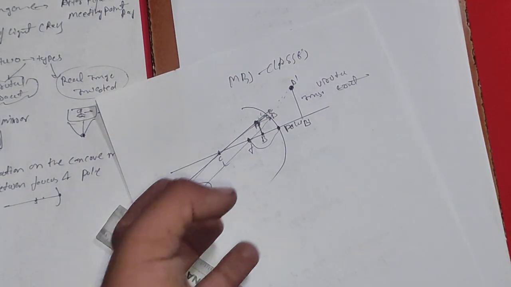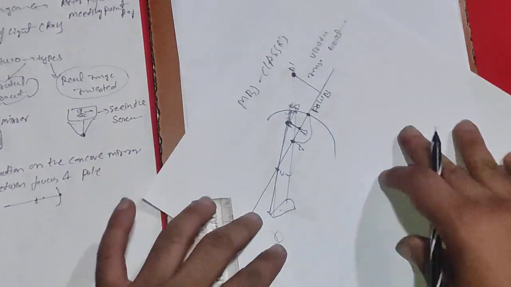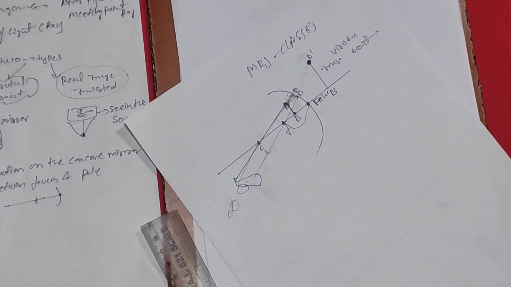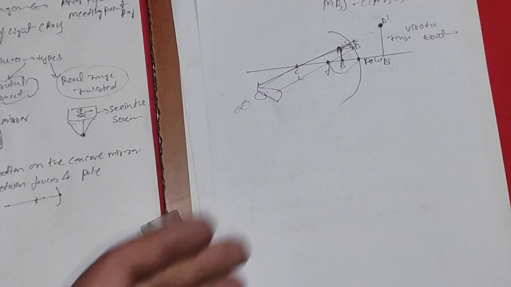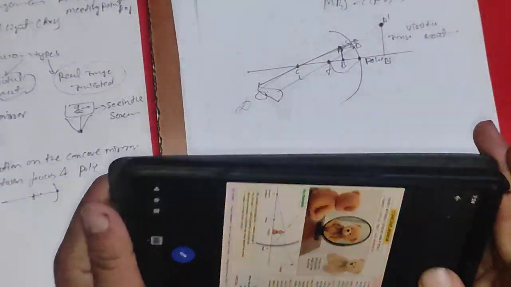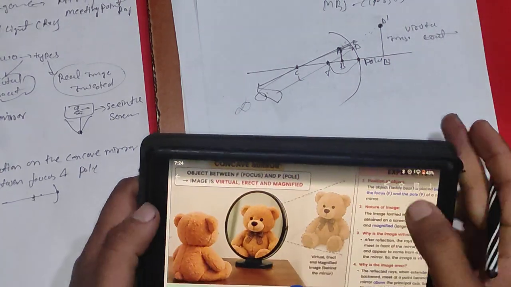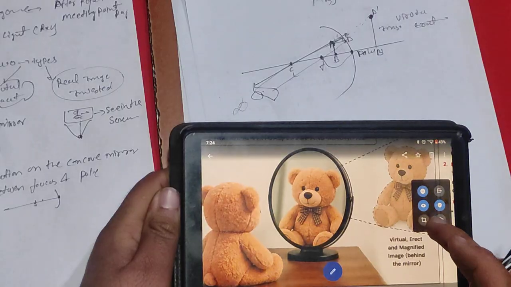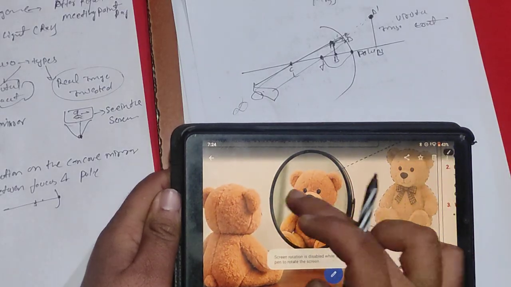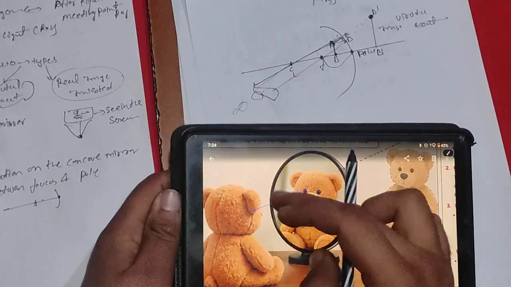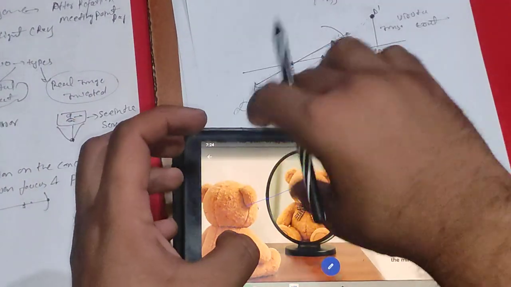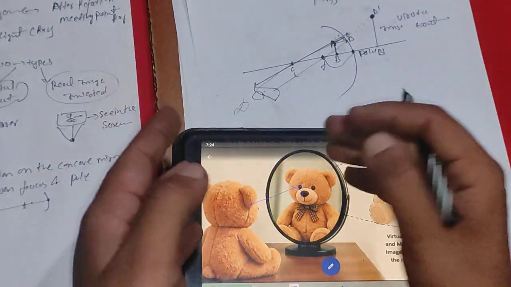So how do we see the image? This is our mirror. When we stand in front of the mirror, we see the image in front of us. A clear example I use is this model: a teddy bear in front of the mirror. Look at the image, which is erect and magnified. When we stand in front of the mirror, we see our faces, and the image is behind the mirror.